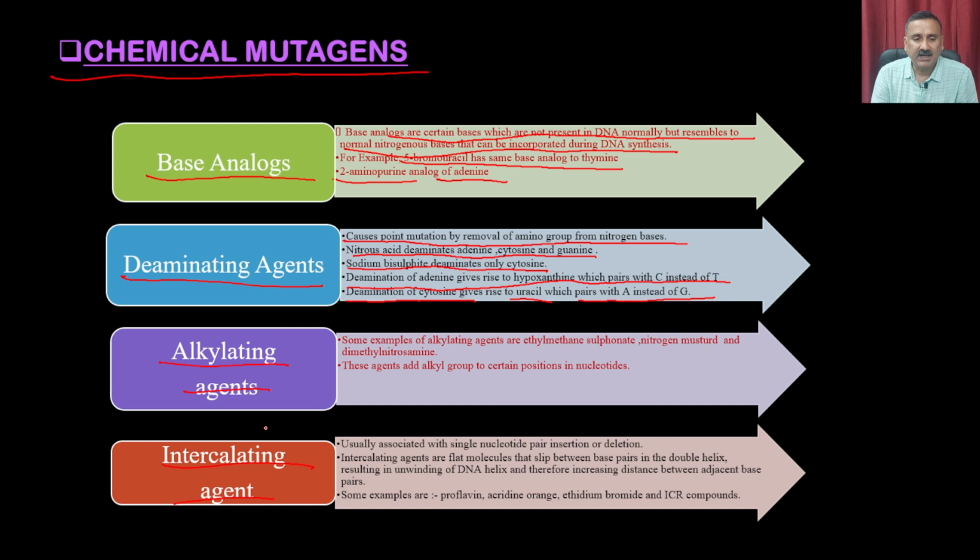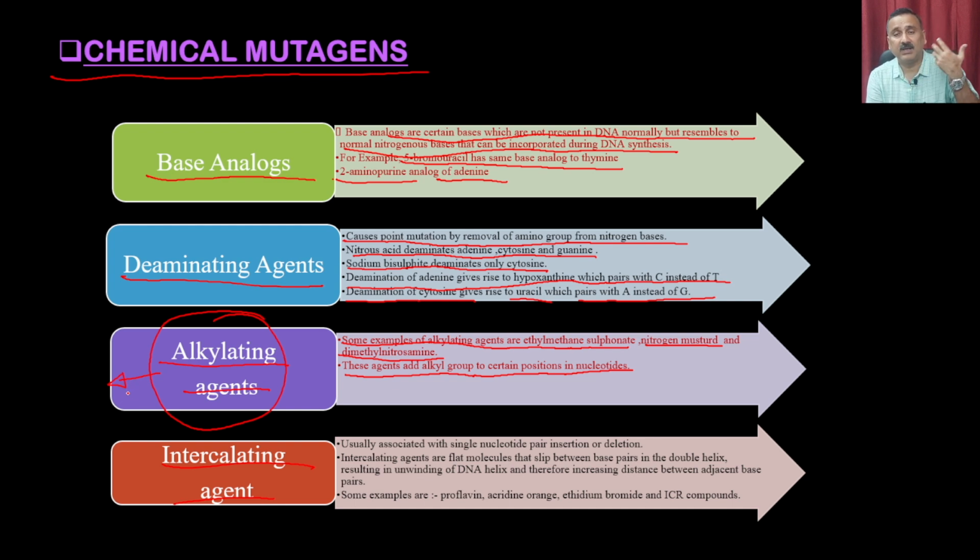Then we have the alkylating agents. Some examples of alkylating agents are ethylene methane sulfonate, nitrogen mustard, and dimethyl nitrosamine. These agents add an alkyl group to certain positions in the nucleotide, and these alkylating agents cause mutations, and that's how they kill the cells. Many of the anti-cancer drugs are also alkylating agents. They alkylate the DNA, and that's how they activate the machinery to kill these cells.